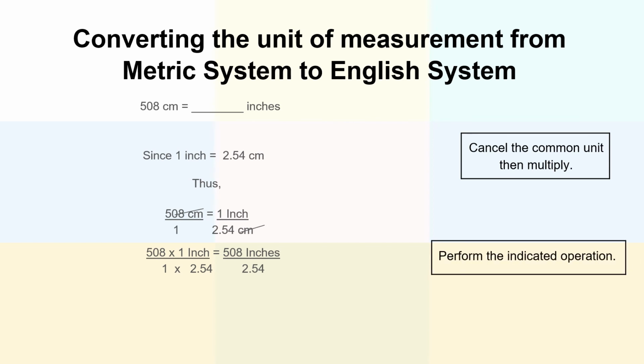Then we perform the indicated operation. We divide 508 divided by 2.54. So 508 centimeters is equal to 200 inches.